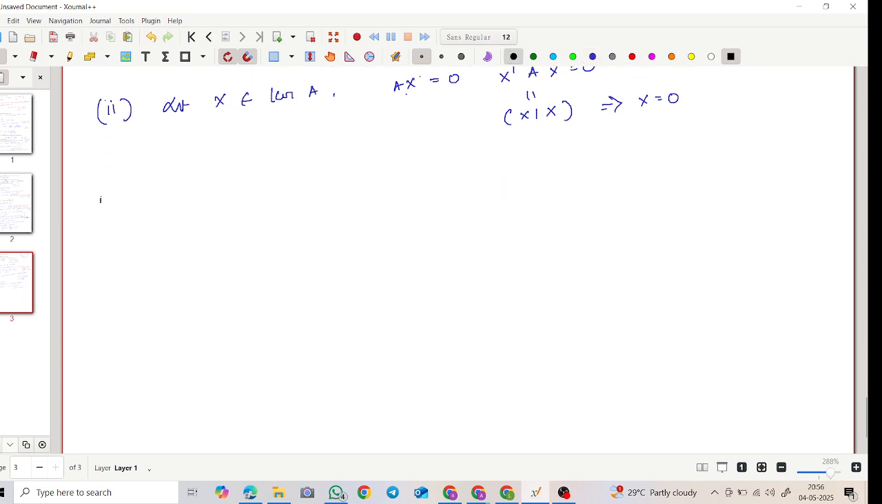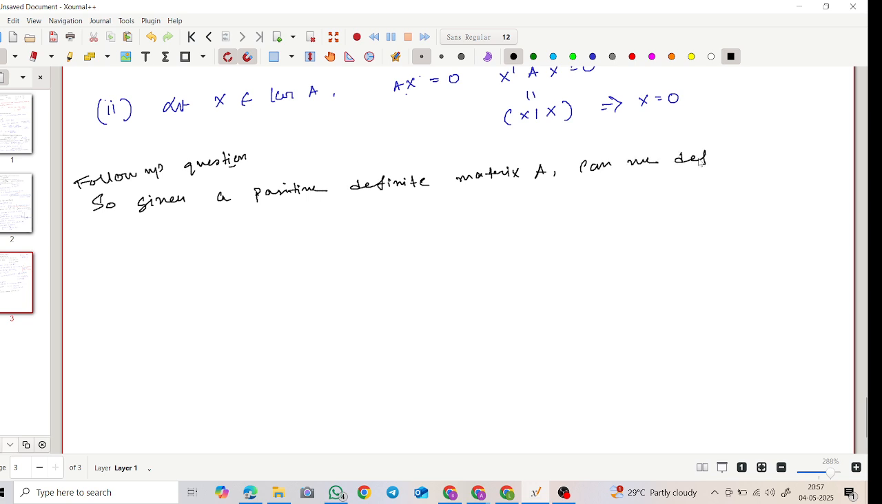Now the opposite. Given a positive definite matrix A, follow-up question: can we define an inner product? This is in M and R. Find an inner product on R to the power n.